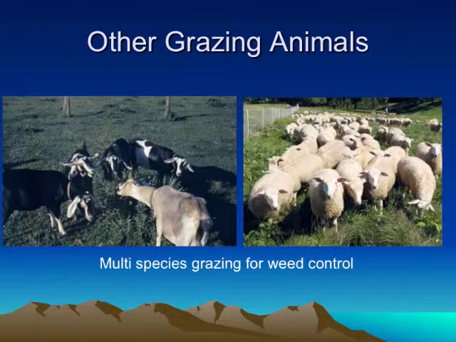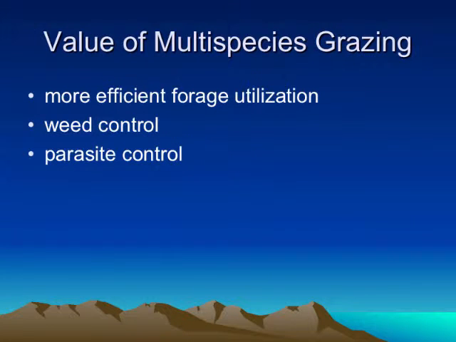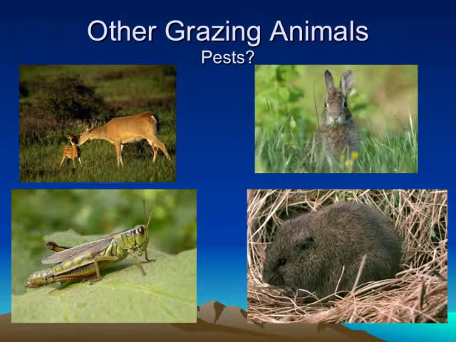Okay, other animals in the system. Multi-species grazing, sheep, goats. More efficient forage utilization, weed control, parasite control. There are other animals out there yet. My old white-tailed deer, they're still in the pasture. I haven't gotten rid of them yet.